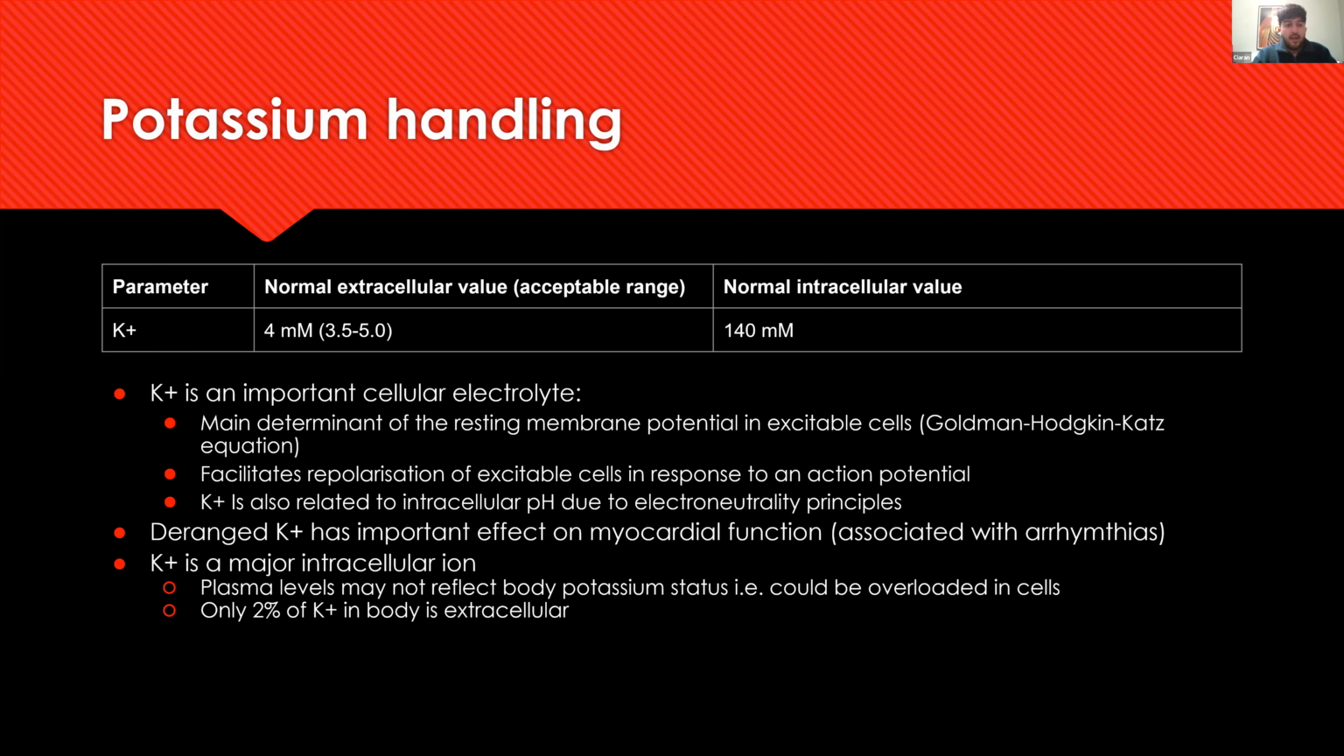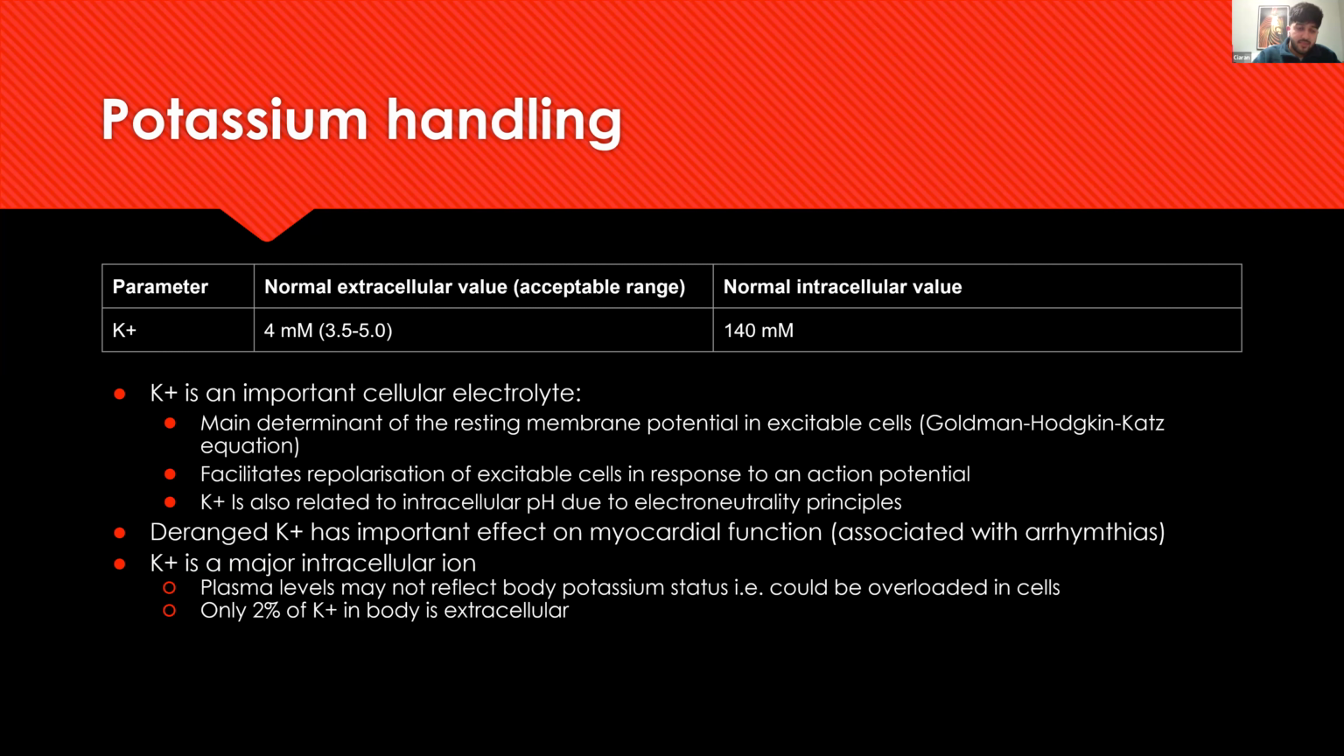But in terms of why this is important, clearly potassium is very important for the resting membrane potential, and also in terms of the excitability of cells. So as a result, deranged potassium has very important effects on those excitable cells, on those cells that rely on excitability, so particularly on the myocardium. And you'll see that hypokalemia and hyperkalemia are associated with arrhythmias.